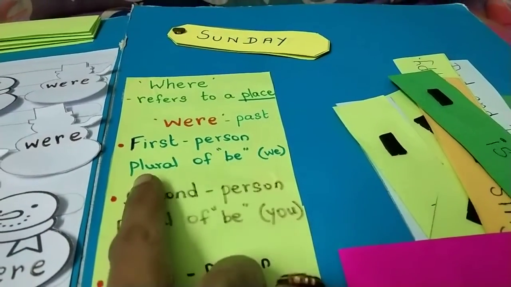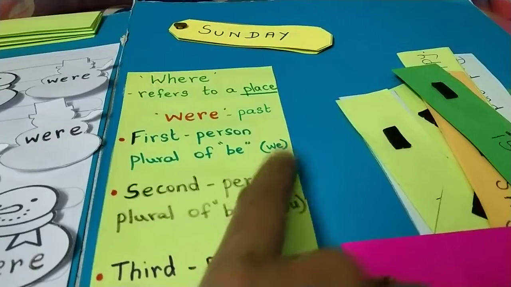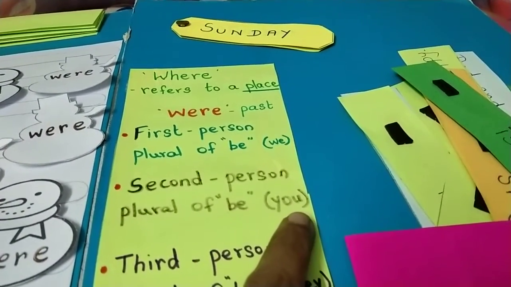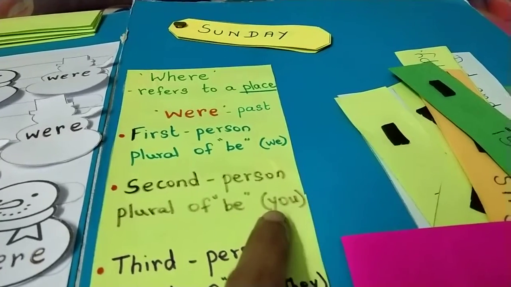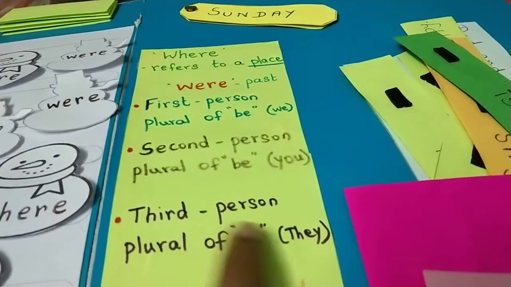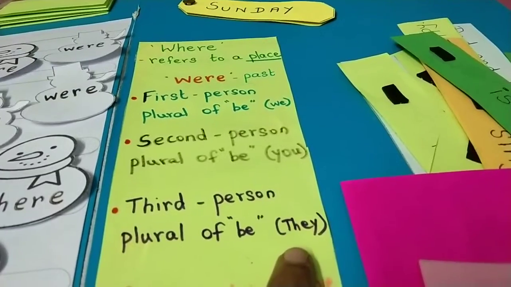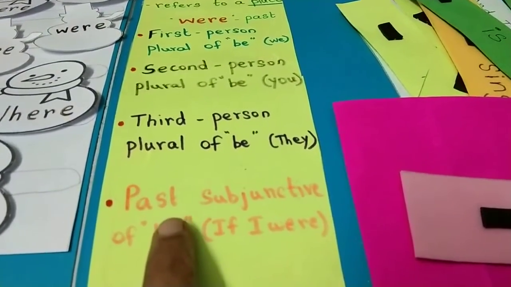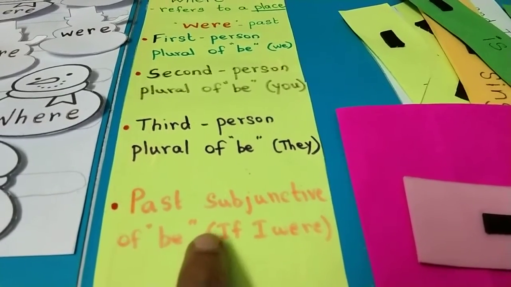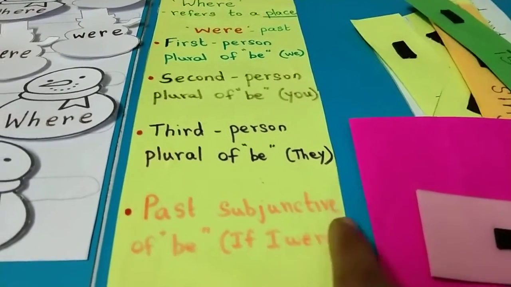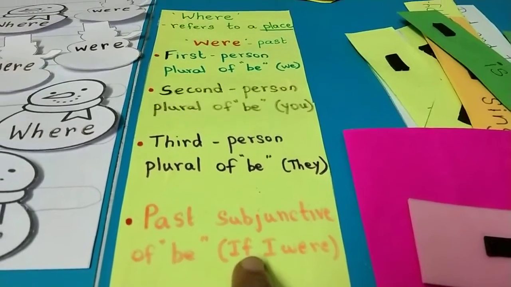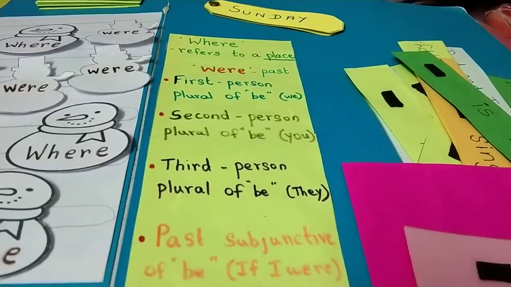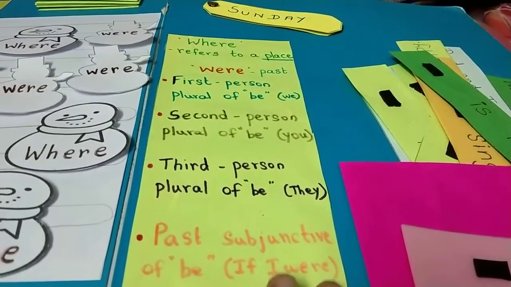First person plural of be is we, so we were standing. Second person plural of be, you were standing. Then third person plural of be, they were standing. And sometimes it is the past subjunctive of be, that is, if I were you, I wouldn't have done this. Like that it will come. These are the simple rules which we'll teach the kids when the class is going on.